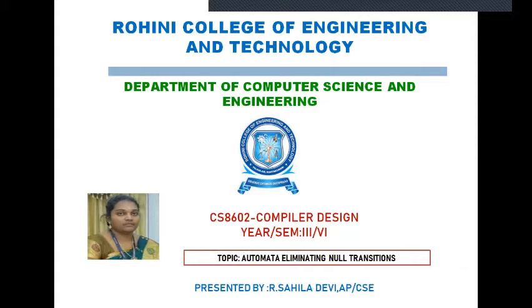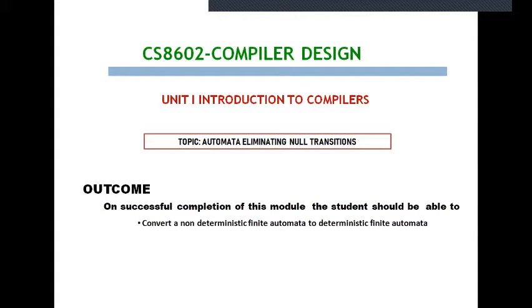Today, we are going to discuss a topic in the subject CS 8602 Compiler Design. The topic is Automata: Eliminating Null Transitions. This topic is under Unit 1, Introduction to Compilers. On successful completion of this module, the student should be able to convert a non-deterministic finite automata to deterministic finite automata.